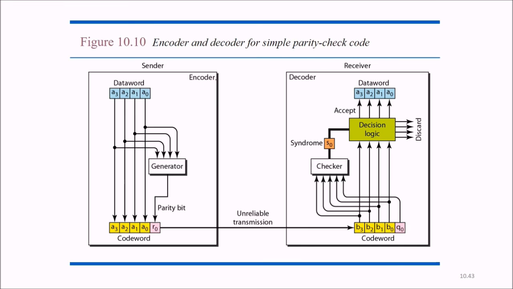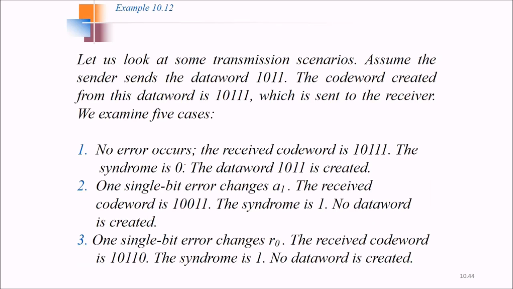And this is how the encoder and decoder for the simple parity check code work. The sender sends the data word A0, A1, A2, A3. The generator adds a parity bit to this A0, A1, A2, A3 as R0. This is an unreliable transmission. Now the code word is received as B3, B2, B1, B0 and Q0. It is checked to produce a syndrome, and then with decision logic, we can either accept or discard.